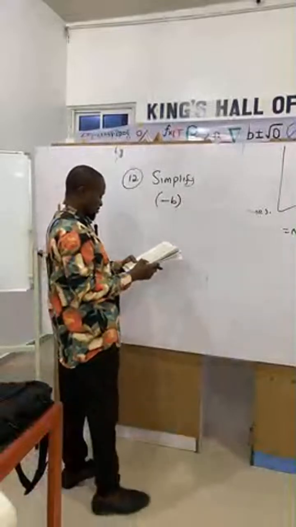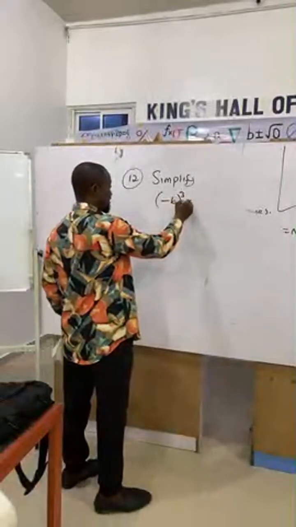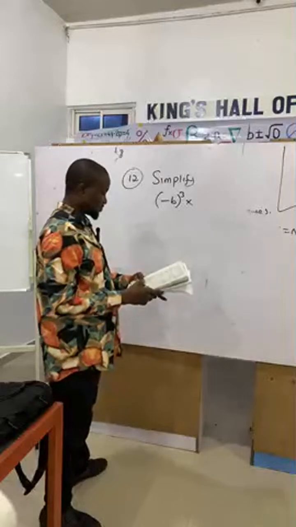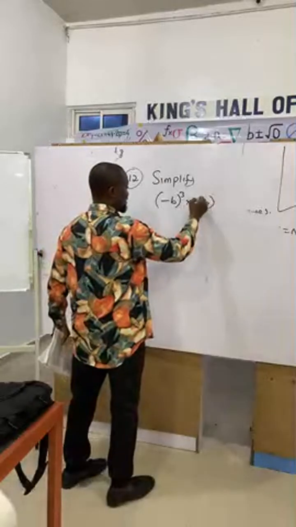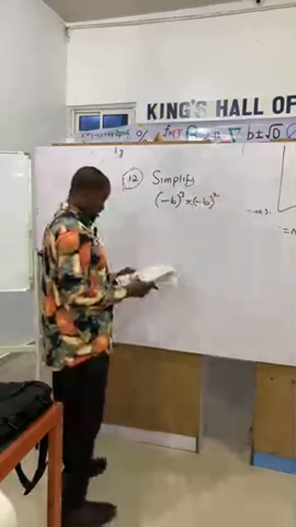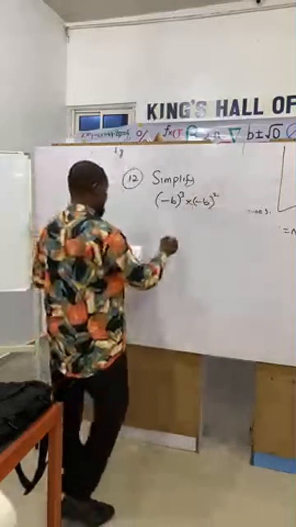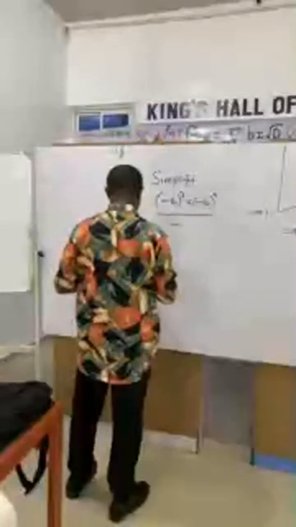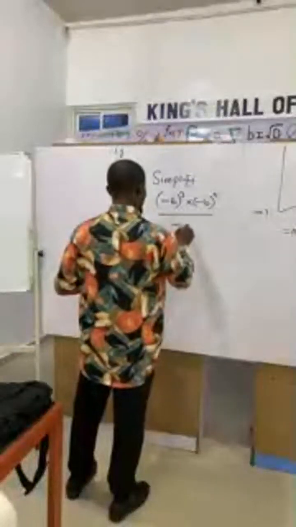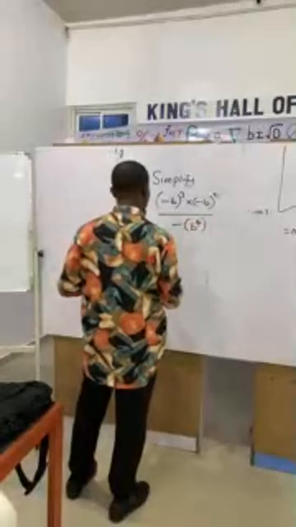Simplify minus b to the power of 3 times minus b squared divided by minus b to the power of 4.